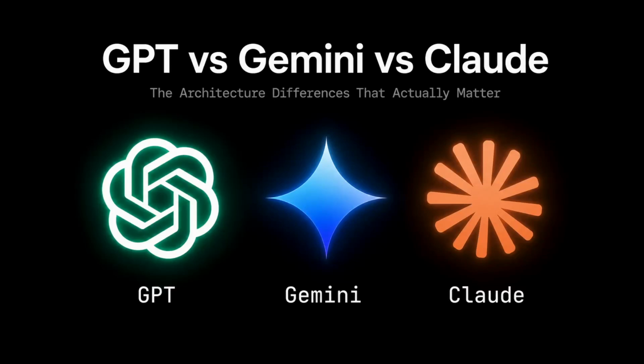Everyone's comparing benchmarks, MMLU scores, coding leaderboards, context window sizes, and look, that stuff matters if you're picking a model for a specific task. But here's what most comparison videos skip entirely: why these models behave so differently in the first place. And the answer is architecture.